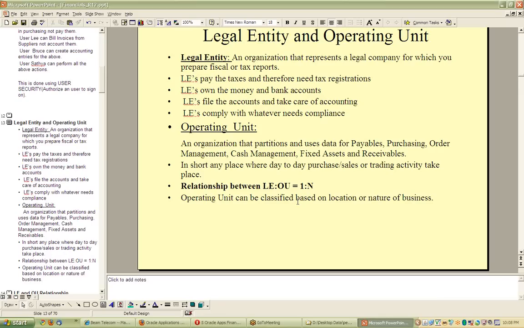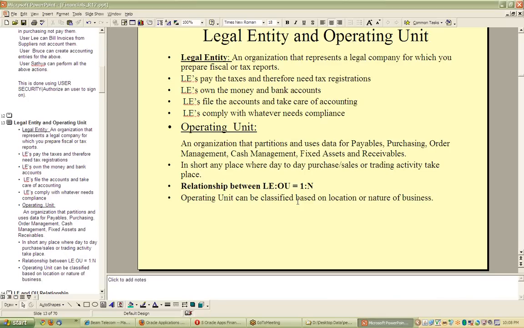The rest of the units, from where day-to-day purchase and sale take place, are all merely operating units. So a legal entity is responsible for all the legal compliances, namely the tax compliance, and whatever legal compliance comes. They are responsible for keeping the bank accounts. They own the bank account. When a company opens a bank account, it's always in the name of the legal entity, not the operating unit.